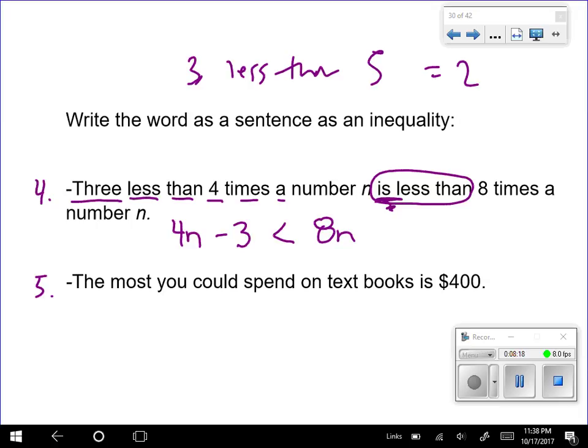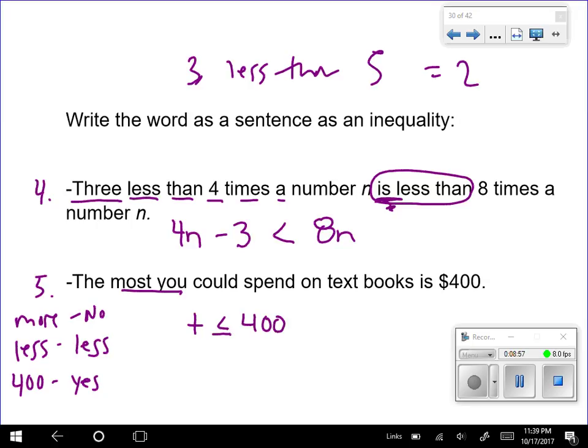Here's number 5. It says the most you could spend on textbooks is 400. So again, we have to go back to our, could it be more? Could it be less? Could it be 400? So it says the most you could spend. So could you spend more? Well, no, it says the most you could spend. Could it be less? Yes. But the most I could spend is 400, so it could also be 400. So whatever I want to call what I spend on textbooks, T needs to be less than or equal to 400. Good.